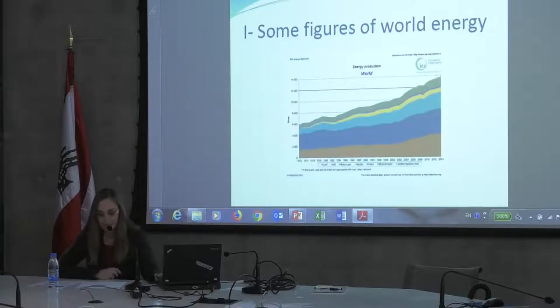You can see here the evolution of energy production. For the first time this year, renewable sources of energy have overtaken coal in terms of cumulative installed power capacity in the world. About 500,000 solar panels were installed every day around the world last year.